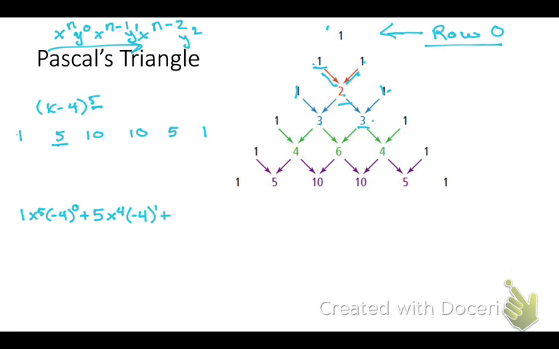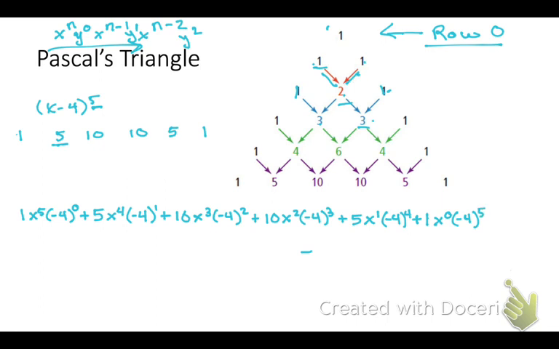Plus, what's my next coefficient? 10. X to the 3rd, negative 4 to the 2nd. Plus, next coefficient? 10. X squared, negative 4 to the 3rd. Plus 5. X to the 1st, negative 4 to the 4th. Plus 1. X to the 0, negative 4 to the 5th.